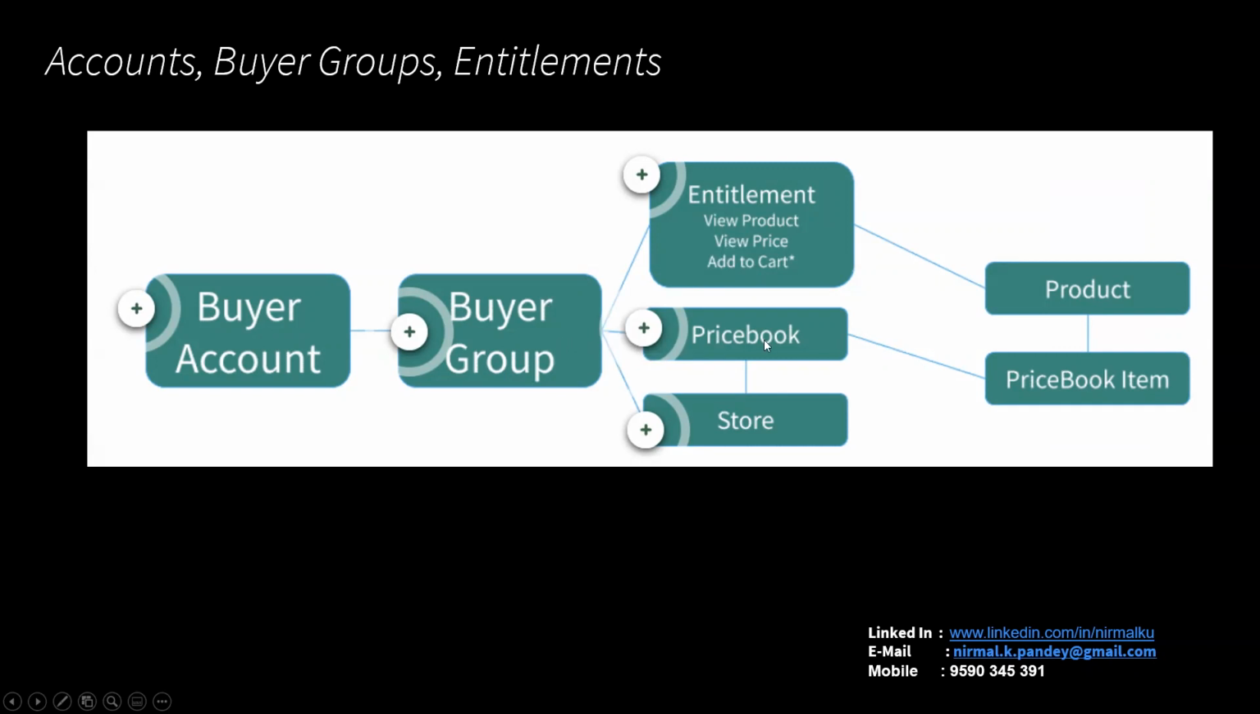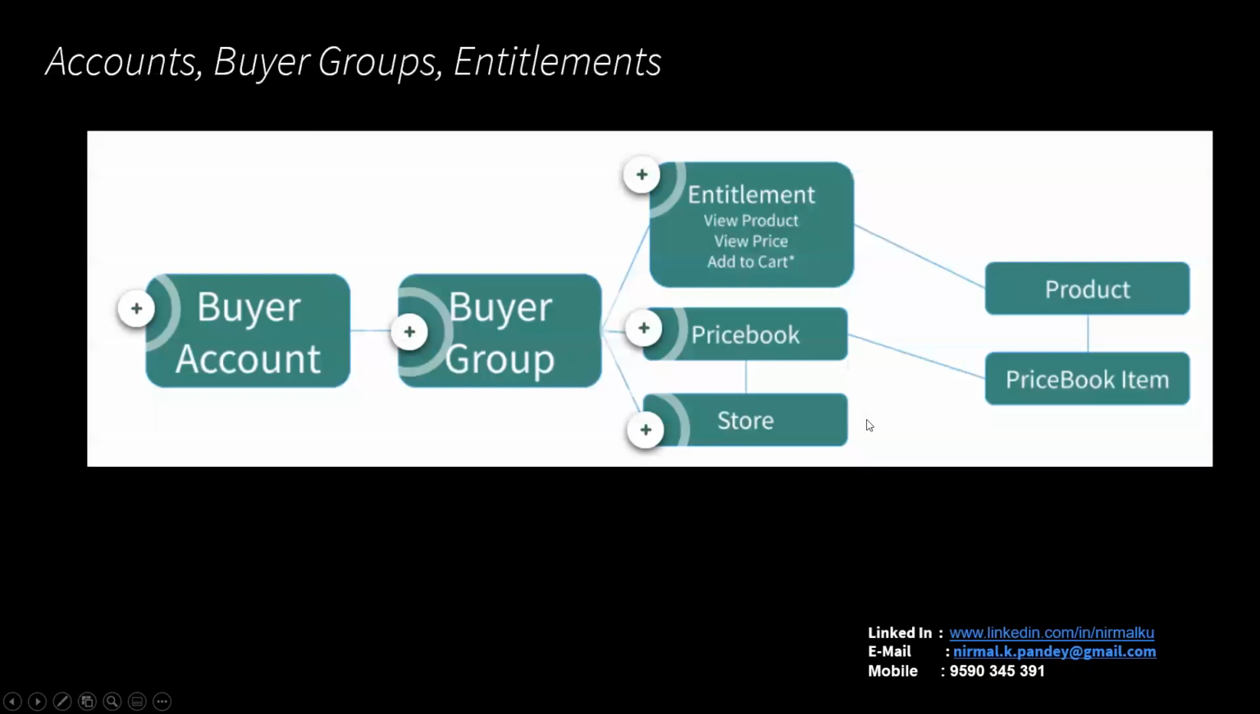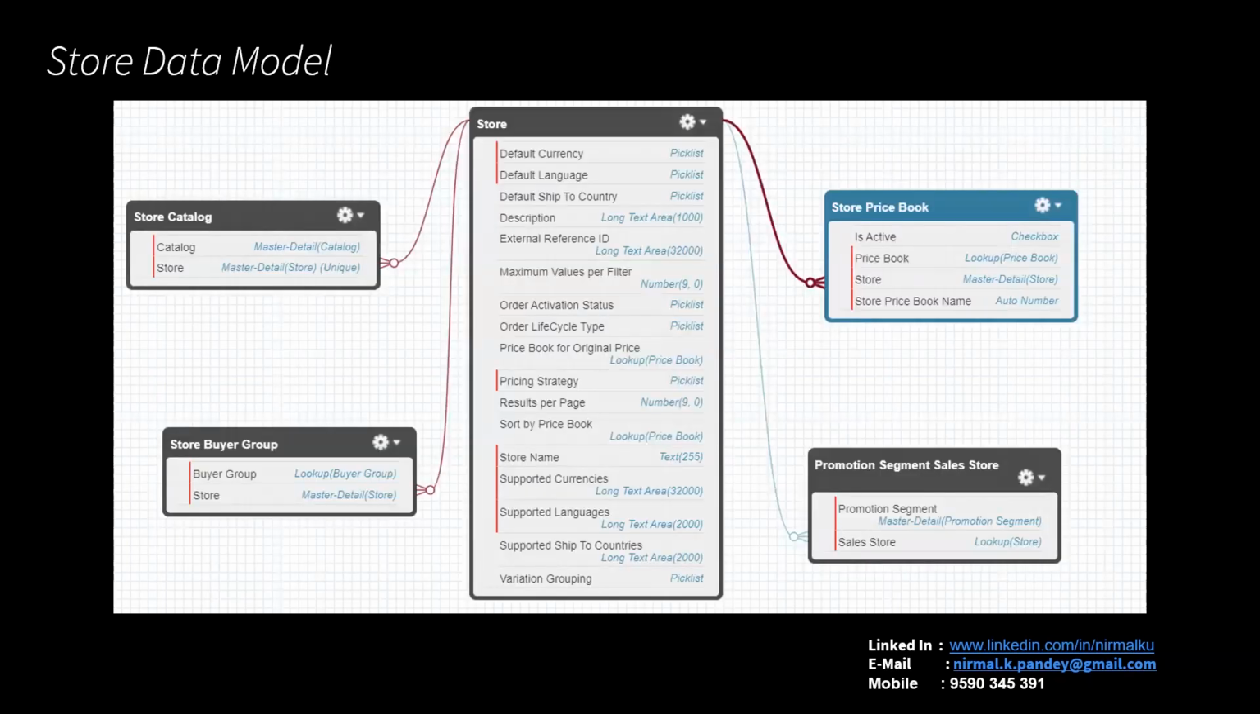Every buyer group can have a different price book. So regular can buy with a different price than the premium, and all of these are related to the store. And obviously the entitlements are on the product and price. If you see the data model, through entitlement policy we can control who can view the products, who can view the price, who can add to the cart. It is something like we are giving access to the particular buyer group, right? By using entitlement policy. That's right.